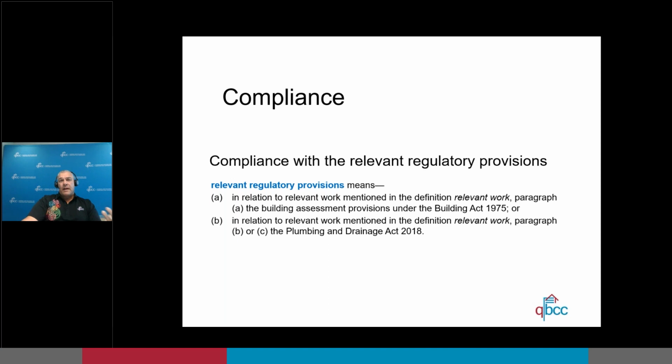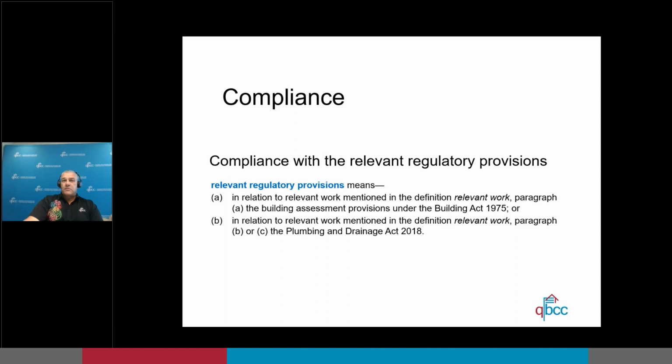So how is the NCC called up? Well, that's through the Building Act under Section 30, where it calls up the building assessment provisions, and that's where the NCC and the QDC are linked for Queensland. For plumbing and drainage matters, that's Section 9 under the Plumbing and Drainage Act, and that calls up the code requirements, so it calls up the Plumbing Code of Australia, and also the wastewater code and those other QDC matters that are related to plumbing.